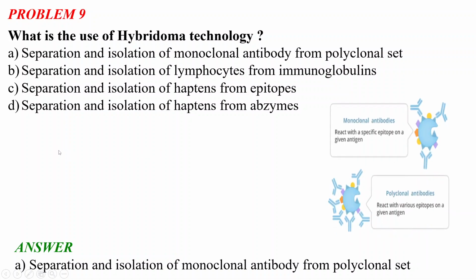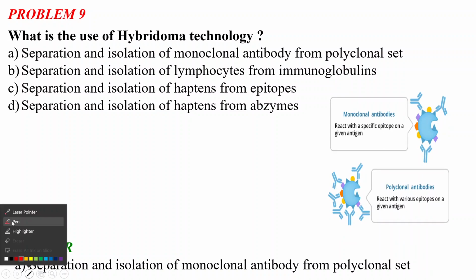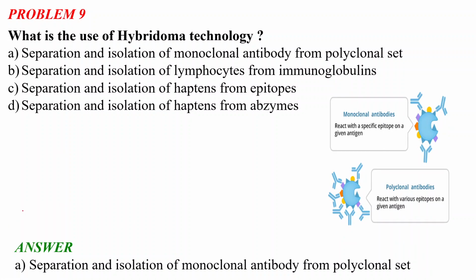So, let us discuss what a monoclonal antibody is and what a polyclonal antibody is, and then we will discuss what hybridoma cells are and what hybridoma technology is. So, basically a monoclonal antibody reacts with a specific epitope on a given antigen.